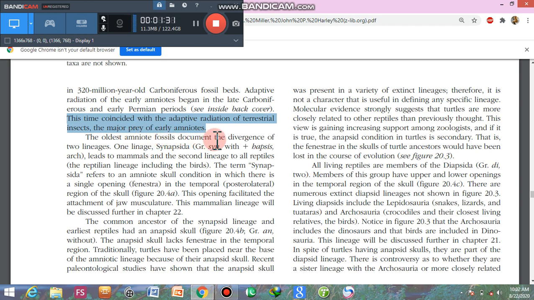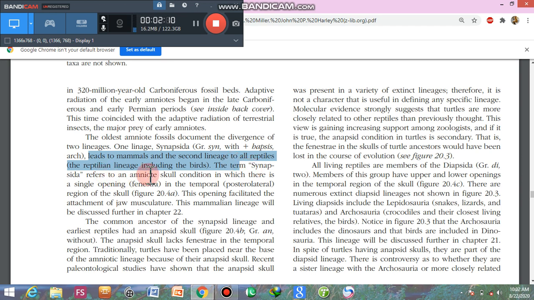The oldest amniote fossils document the divergence of two lineages. One lineage is called Synapsida. This is important from the examination point of view. It led to the mammals, and the second lineage led to all the reptiles, including the birds. In synapsids, there is a single fenestra behind the opening of the eye in the skull, while in the diapsids there are two openings present behind the eye orbit in the skull.